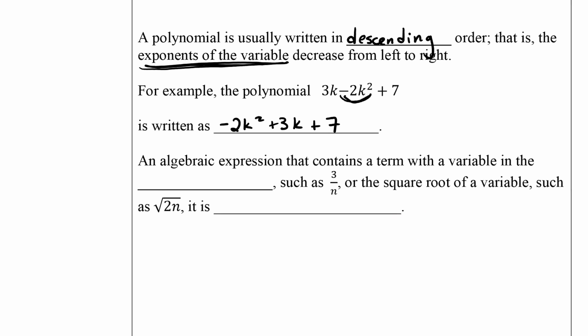An algebraic expression that contains a term with a variable in the denominator, such as 3 divided by n, or the square root of a variable, such as the square root of 2n, is not a polynomial.